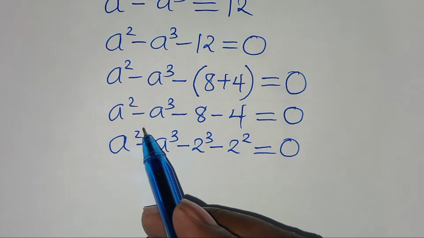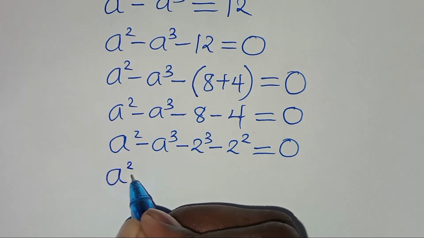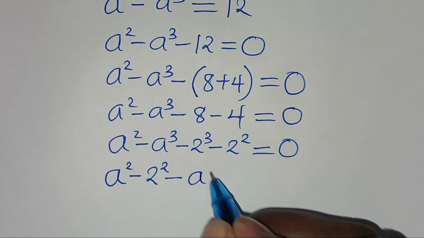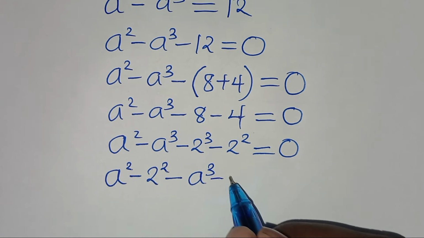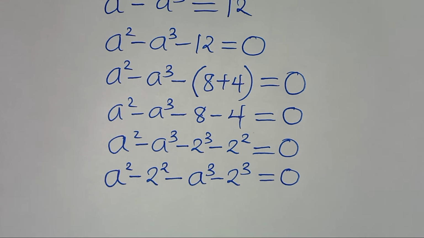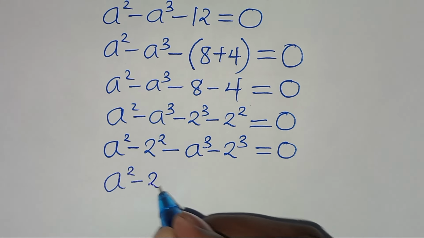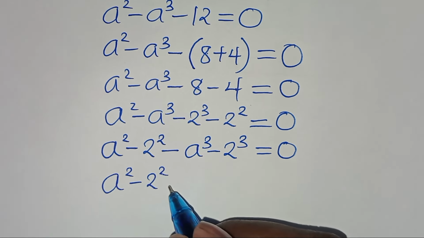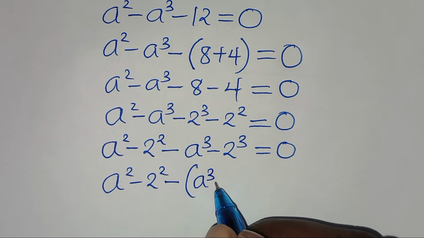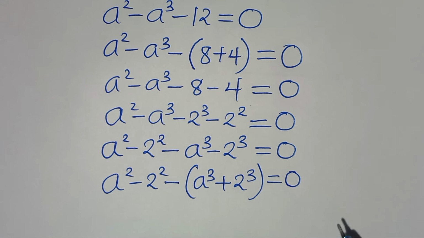Now we have a to power 2 here and 2 to power 2, which we can express as a to power 2, subtract 2 to power 2, then subtract a to power 3, we have 2 to power 3. This is equal to 0. So we can express this as a to power 2 minus 2 to power 2. Now here we can subtract, into the parentheses, a to power 3 plus 2 to power 3. This is equal to 0.